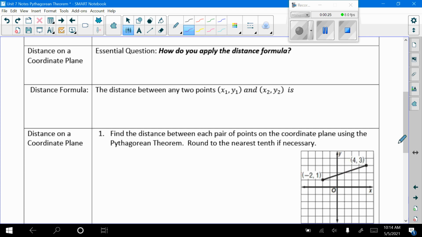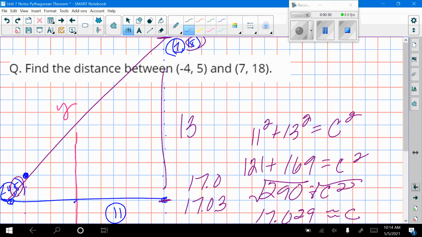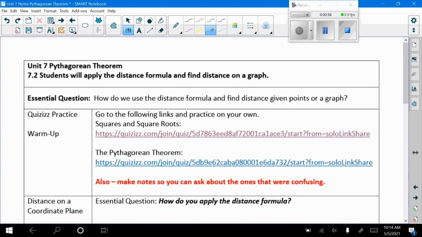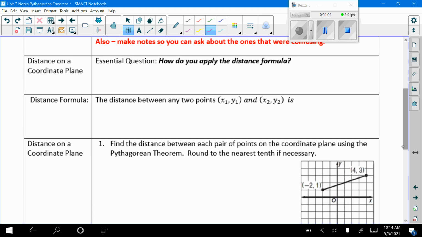So how do we apply the distance formula? Well, we kind of already did, because if we go back to this problem right here, how I showed it, we actually found the difference between the 7 and the -4, right? 7 minus -4, that gave me the 11. And 18 minus 5 gave me the 13, right? So that's really what we're doing on this formula, we're going to do the same thing.